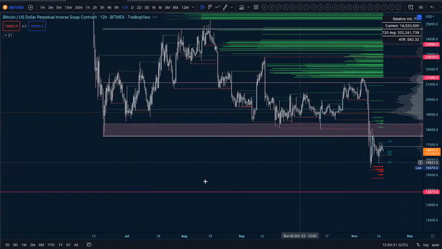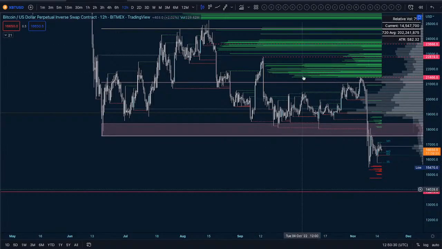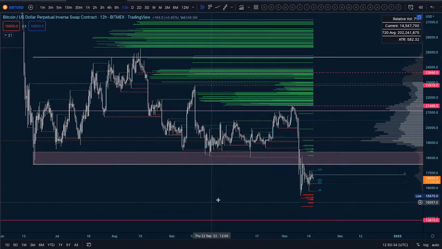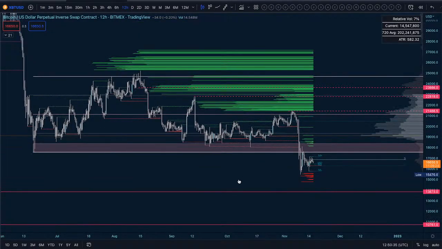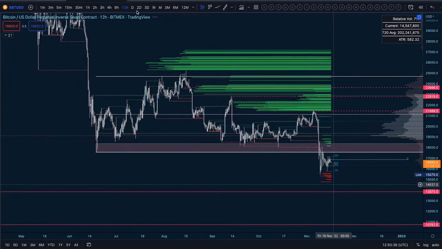Okay, liquidity wise, there's not much left to the downside if it does this, and there's so much going on up there. You see, that's the visual representation. But then again, that doesn't mean that it cannot go lower. Of course it can.